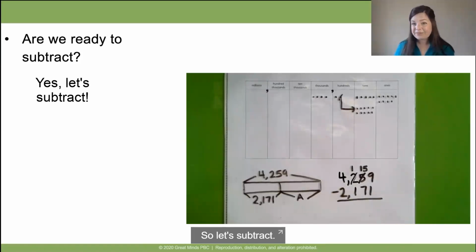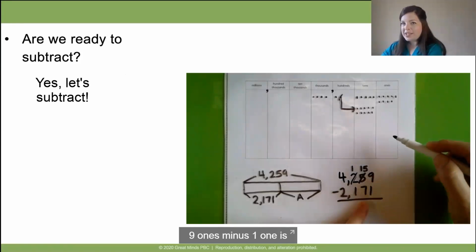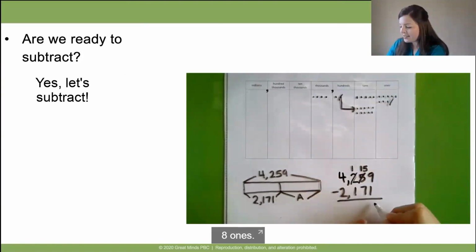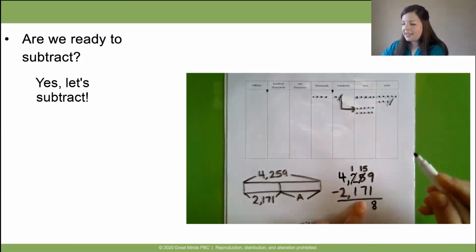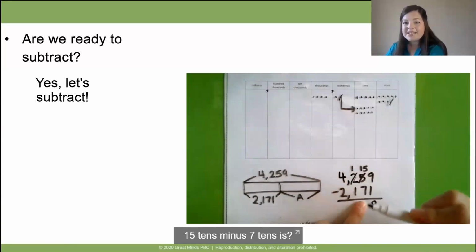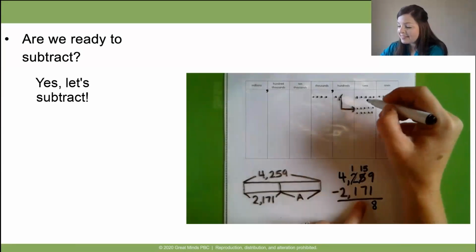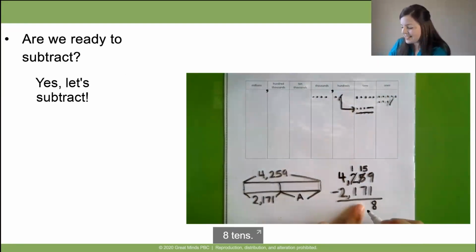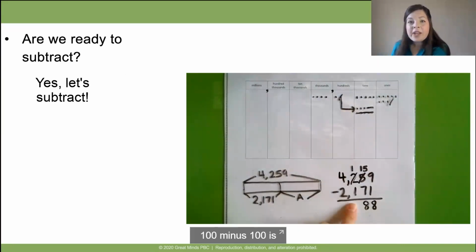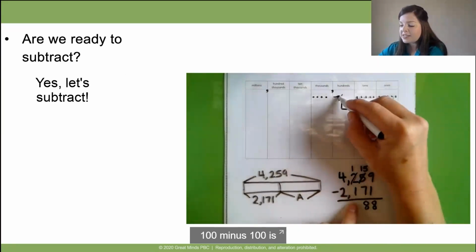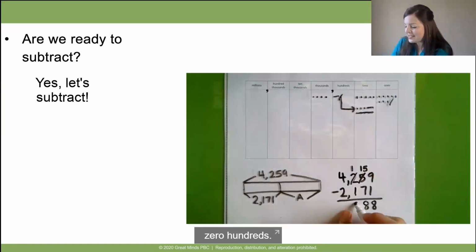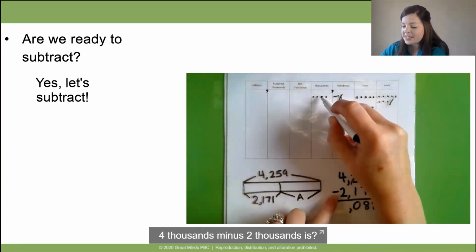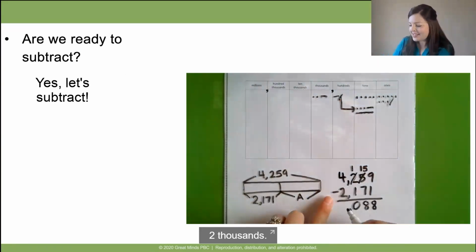So let's subtract. 9 ones minus 1 one is 8 ones. 15 tens minus 7 tens is 8 tens. 1 hundred minus 1 hundred is 0 hundreds. 4 thousands minus 2 thousands is 2 thousands.